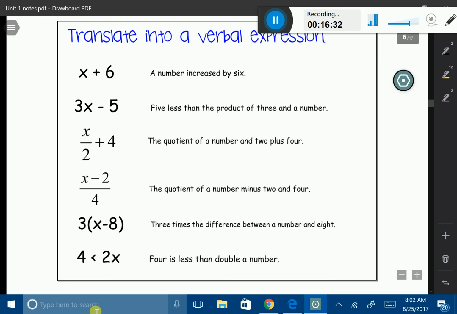For example, number 1, x plus 6. Isn't that going to be a number increased by 6? All right, x plus 6. And then the next one, 3x minus 5. Well, isn't that 5 less than the product, right? The product is multiply of 3 and a number. So I have a little switcheroo in there, so I just switch it around. All right, the next one, I have the quotient of a number. There's my "and." My "and" is my fraction bar.